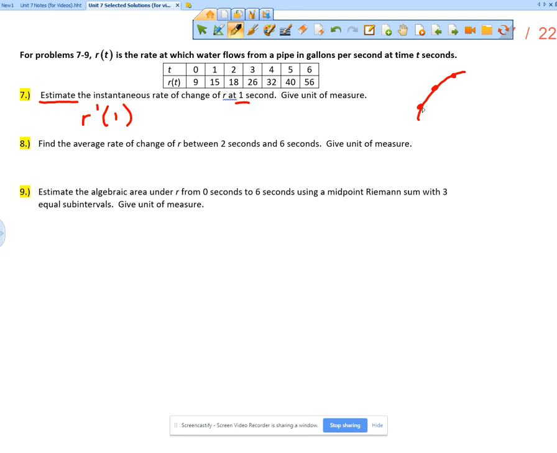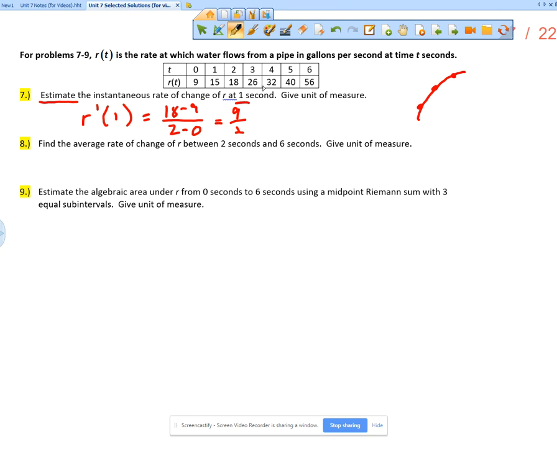So if you find the slope between 0 and 1, and the slope between 1 and 2, and you find the average, that's actually the slope from 0 to 2. So that's what I'm going to do. I'm going to find the slope from 0 to 2, so I'm going to take 18 minus 9 divided by 2 minus 0, so 9 divided by 2. So 9 halves is my estimate.